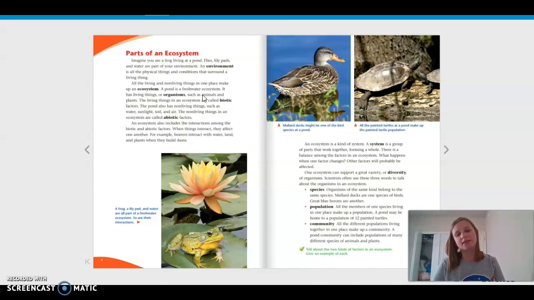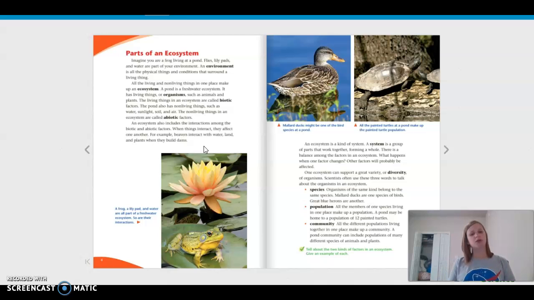What are the living things in an ecosystem called? The living things in an ecosystem are called biotic factors. Remember, bio means life, so biotic factors are the living things in an ecosystem. The non-living things in an ecosystem are called abiotic factors. Remember, A means not, so abiotic means non-living. Some examples of abiotic factors would be like water, sunlight, soil, and air. Okay, those are examples of abiotic non-living factors.